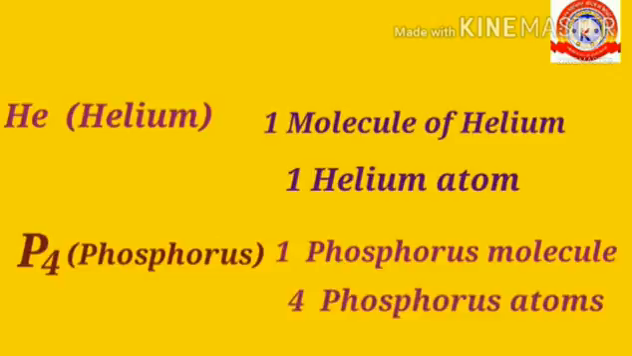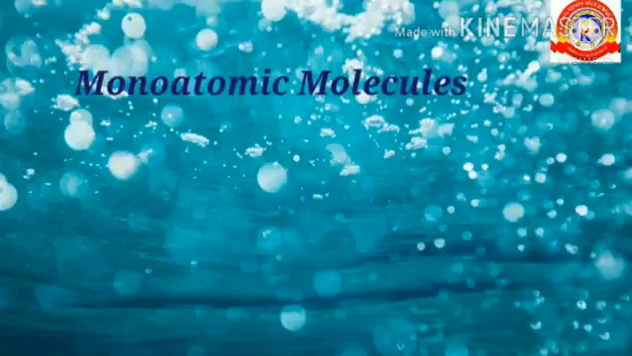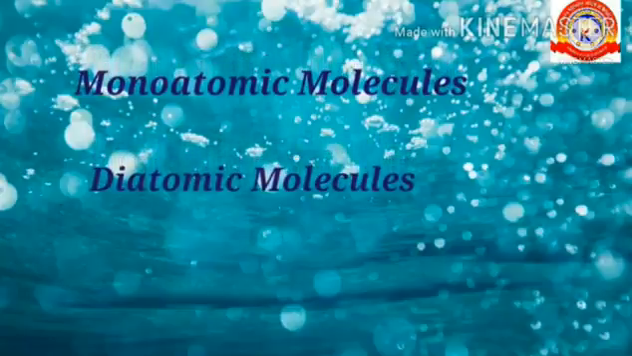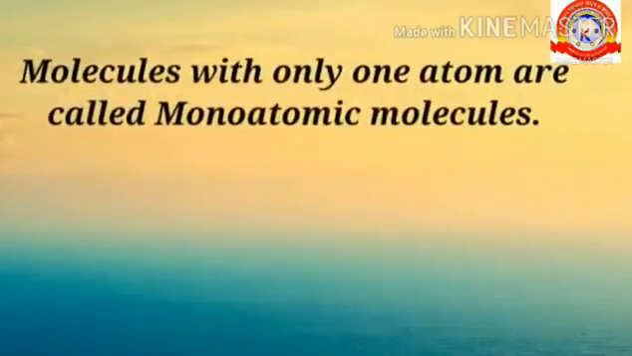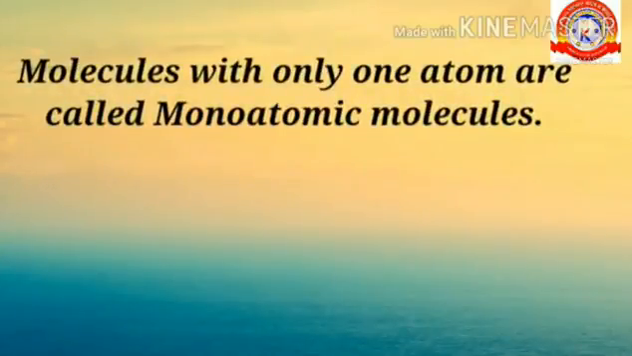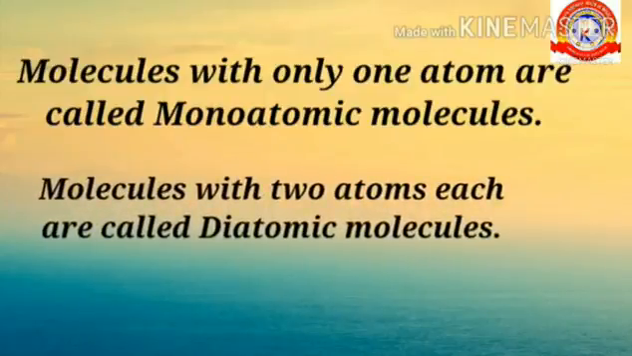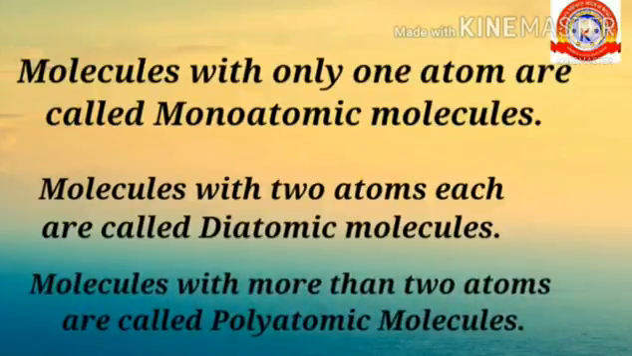According to the atoms present, we can classify molecules into three: monoatomic molecules, diatomic molecules, and polyatomic molecules. Molecules with only one atom are called monoatomic molecules. Helium, neon, etc. are the examples. Molecules with two atoms each are called diatomic molecules. Example: hydrogen, oxygen, chlorine, etc. And molecules with more than two atoms are called polyatomic molecules. Sulfur, phosphorus, etc. are examples for polyatomic molecules.